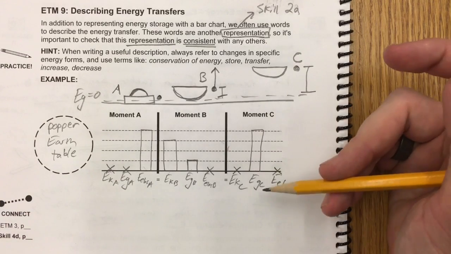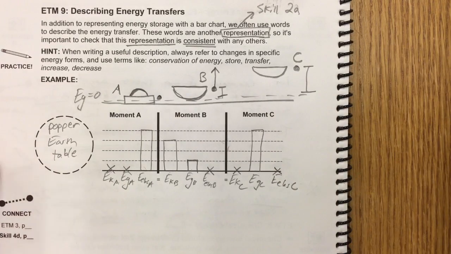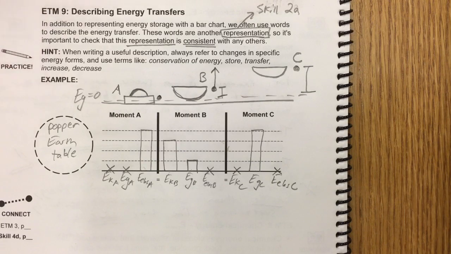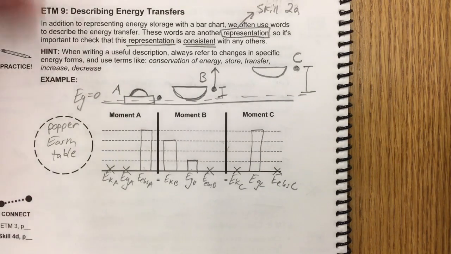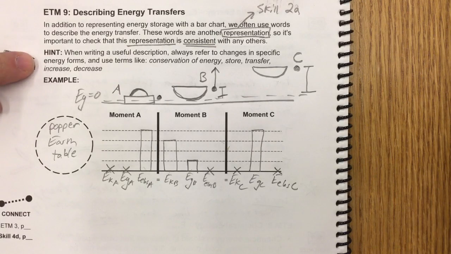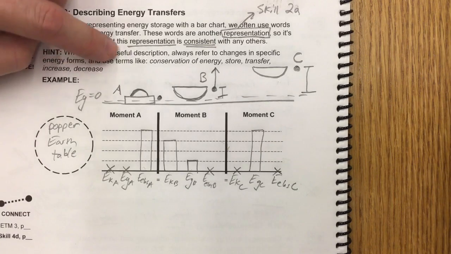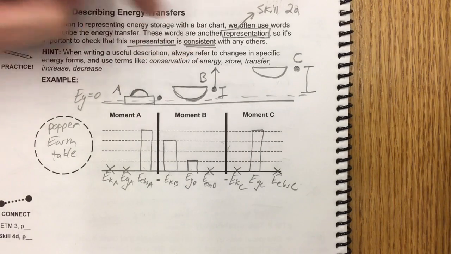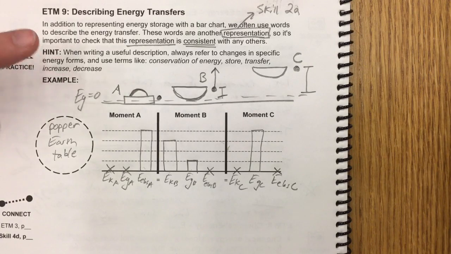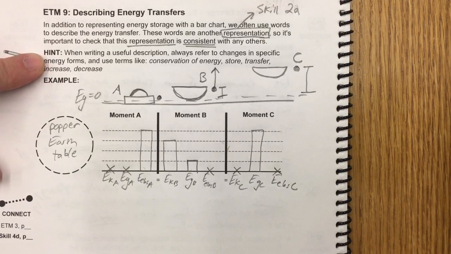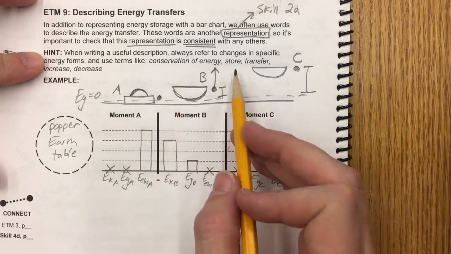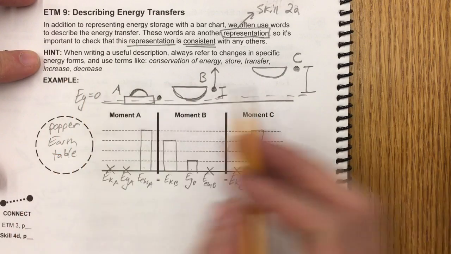So now that we have this bar chart, the last thing that we need to do is describe the energy transfer. And I want you to include this example so that you know how to do this in the future. Let's pay attention to this hint. When writing a useful description, always refer to changes in specific energy forms and use terms like conservation of energy, store, transfer, increase, and decrease.